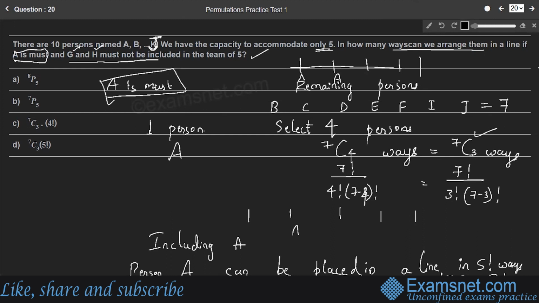So look at the options. Option D, 7C3 into 5 factorial or 7C4 into 5 factorial. Both are the same. Option D is the right answer.